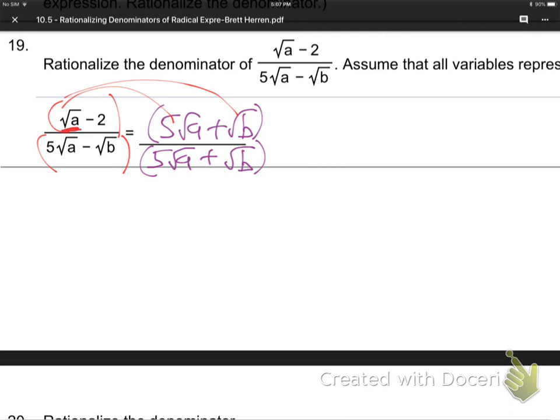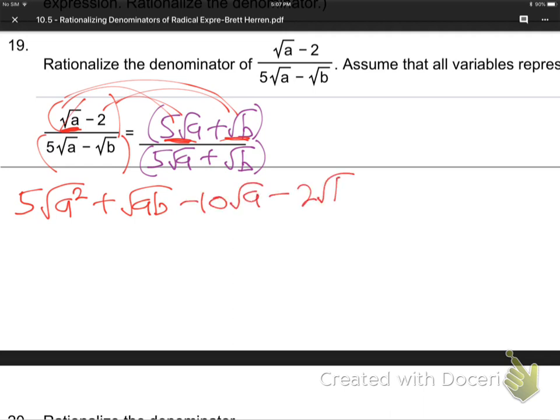So outsiders multiply outsiders, and insiders multiply insiders. So root a is going to multiply 5 root a. That'll be 5 root a squared, right? The two a's multiply inside. Plus root a times root b is root of ab. He's done. Now the minus 2 will go to both. Minus 10 root a minus 2 root b.